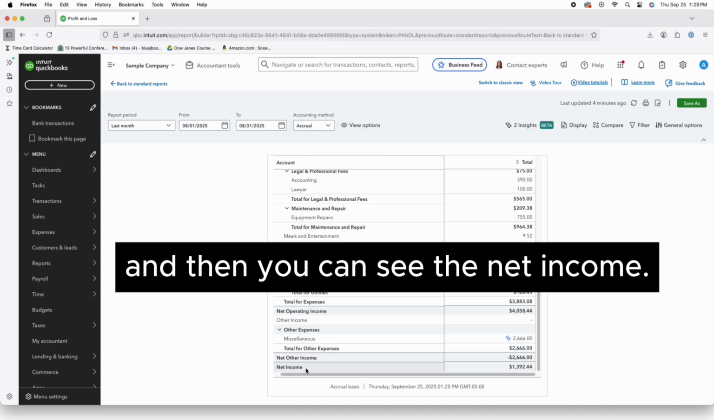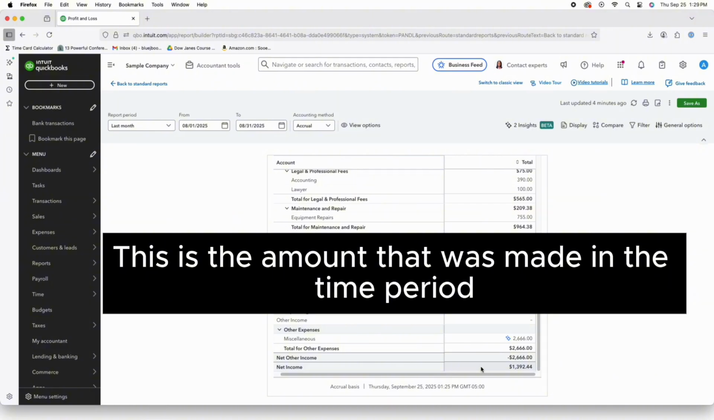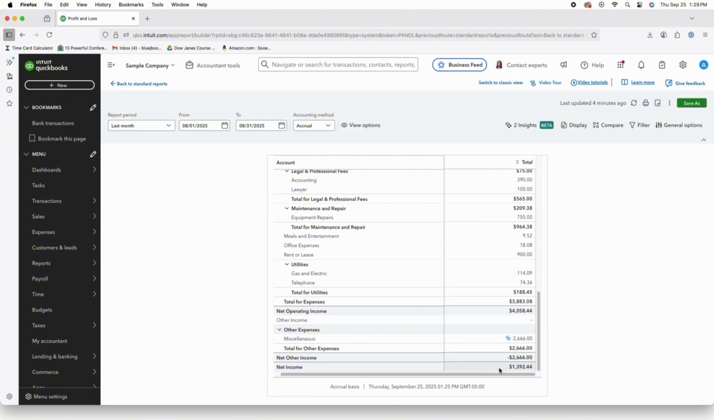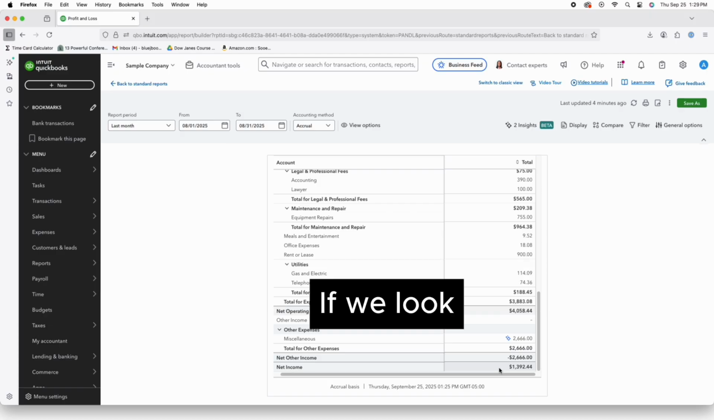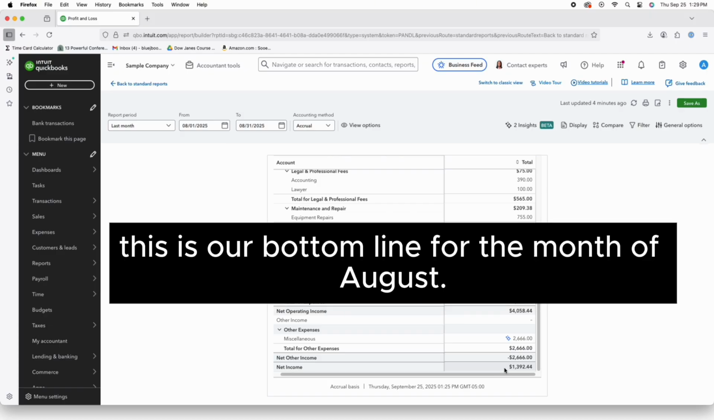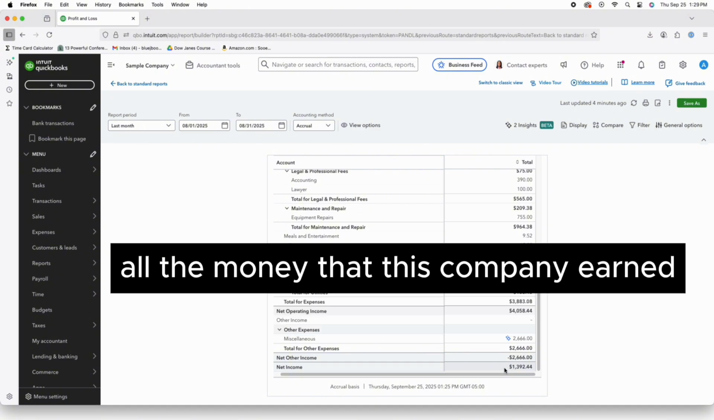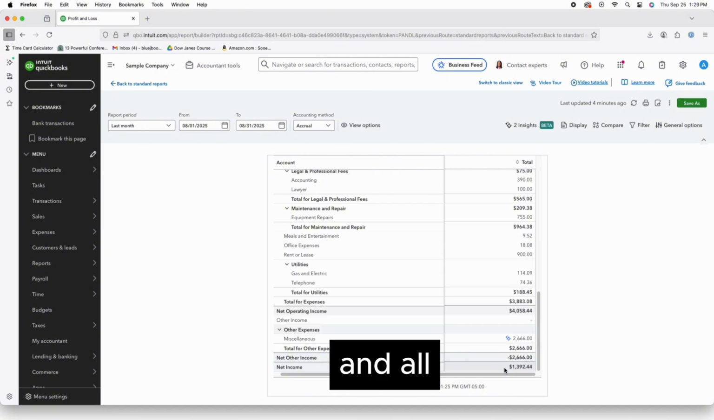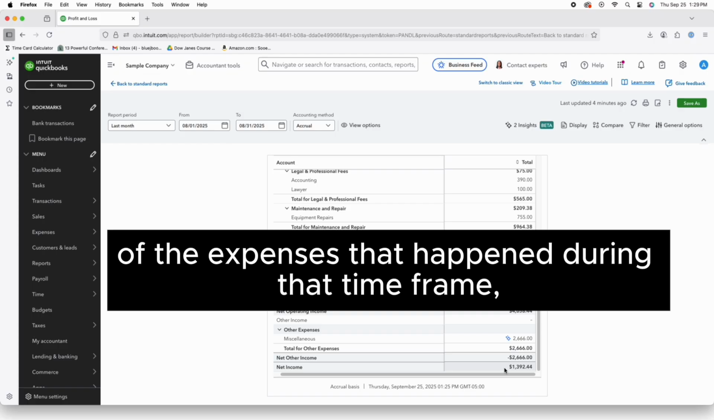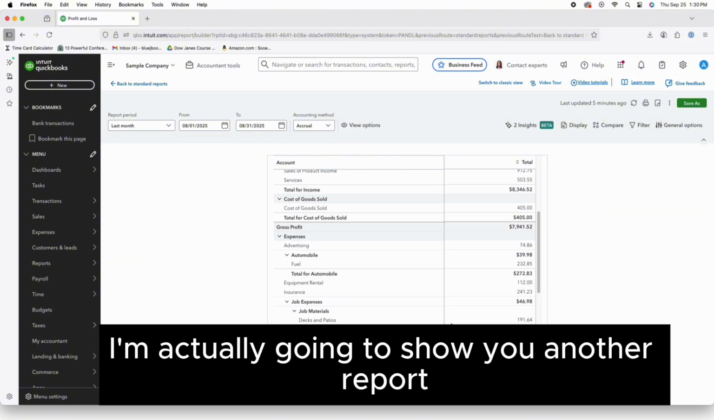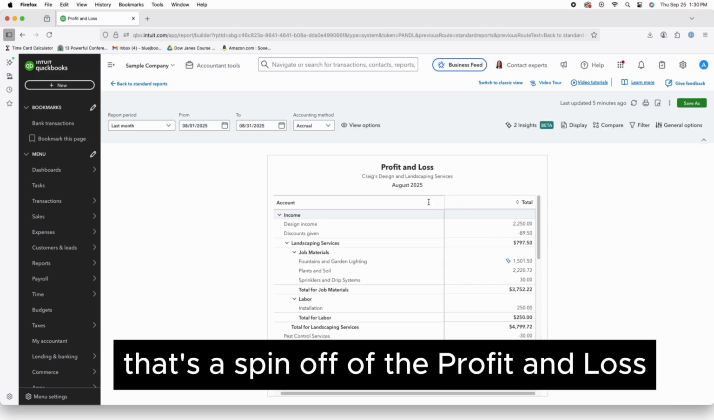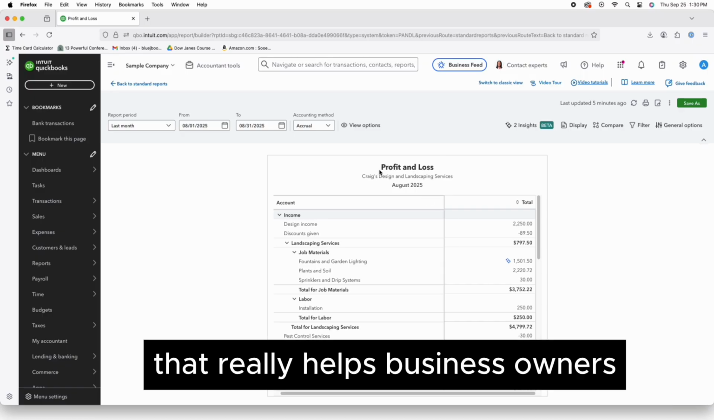And then you can see the net income. This is the amount that was made in the time period with all your income and all of your expenses taken out of it. So if we look, this is our bottom line for the month of August. If we take into account all the money that this company earned and all of the expenses that happened during that time frame, they still have made $1,392.44.